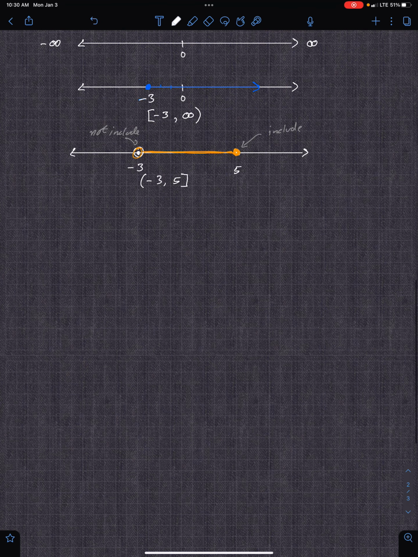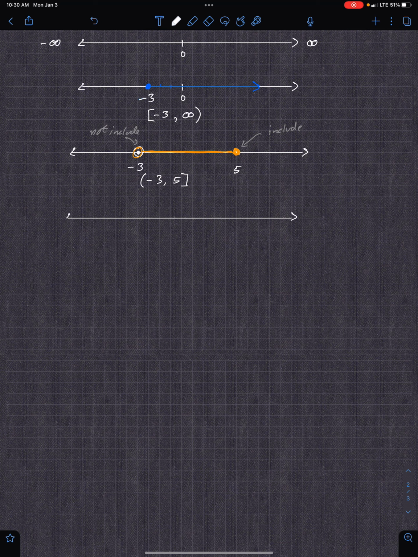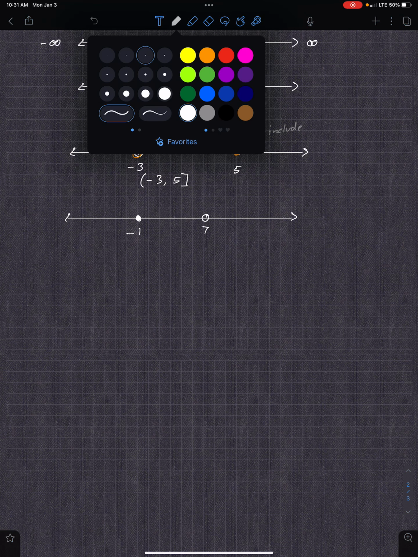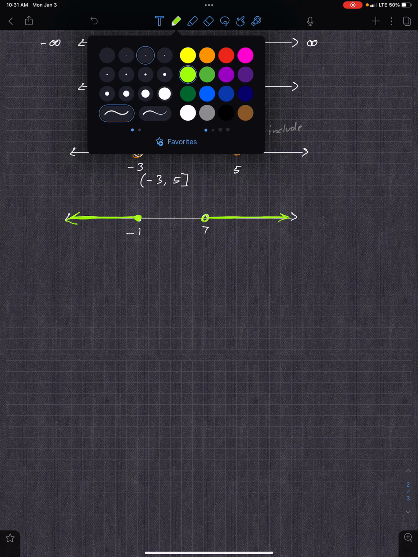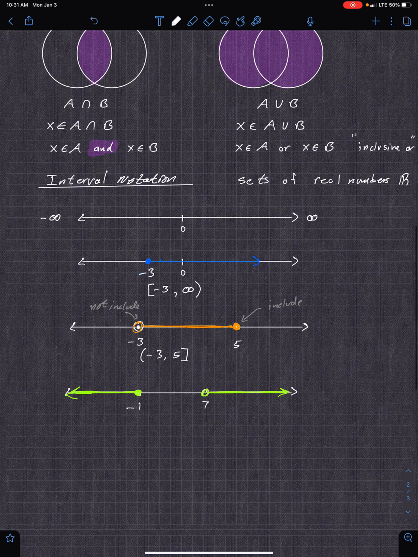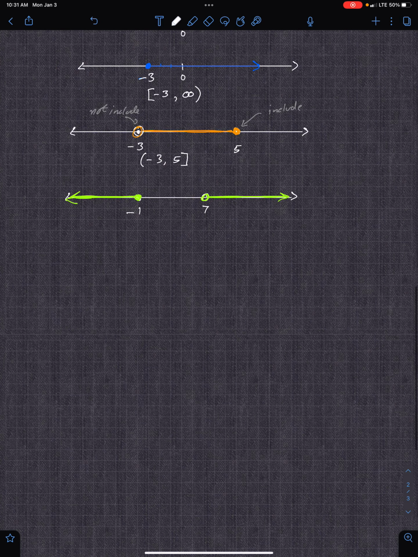All right, then the union notation comes up in this next one. It might look something like this. Say we include -1, and then not include 7, and then we're going opposite directions. Then what we want is to include both of those sets, so we use this union notation. We use this notation to say both. How would you write that? So you go -infinity all the way up to -1, bracket, and then union, not including 7, and then approaching infinity.